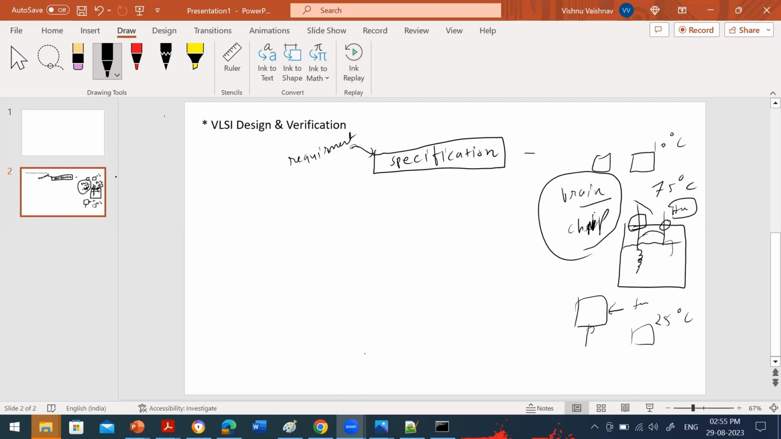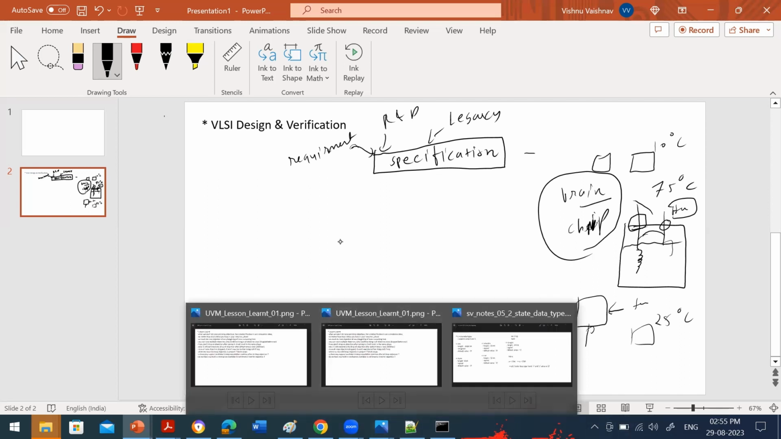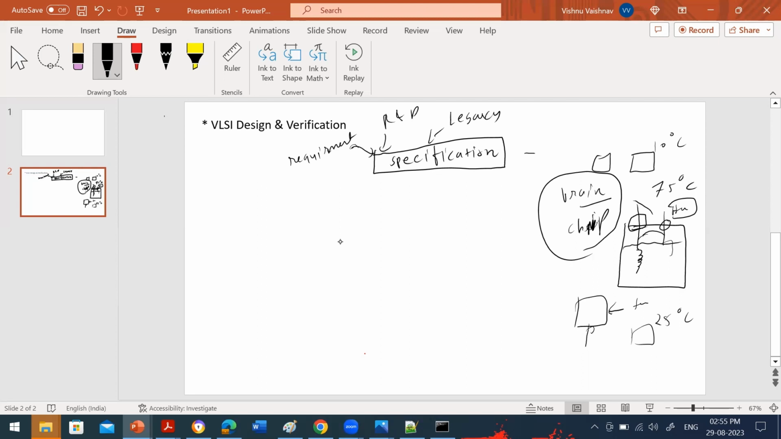But just to highlight some of the inputs, the R&D results become inputs for a specification. Sometimes it becomes legacy. Let's say, for example, if I talk about the i7 processor, obviously, it's not something that comes from scratch. You already have your i5 processor. So many things you are reusing in the i7, and maybe you are adding some extra features. So your previous i5 processor specification becomes a legacy for you. Similar to this, there are so many other points which prepare your specification.